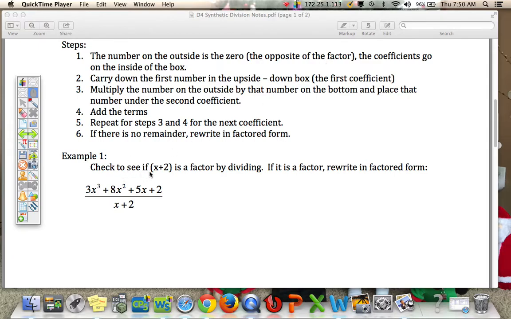So example 1, check to see if x plus 2 is a factor by dividing. If it is a factor, rewrite in factored form.